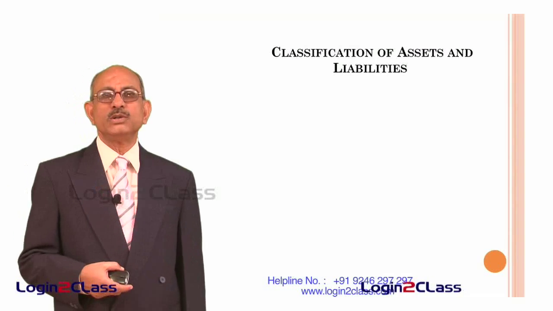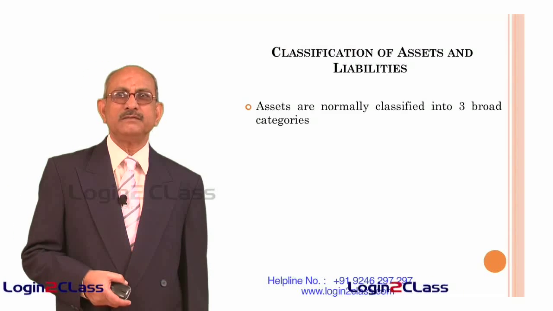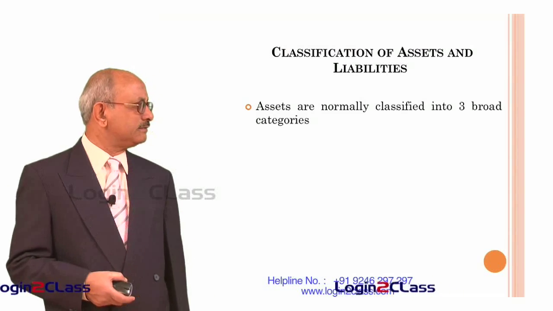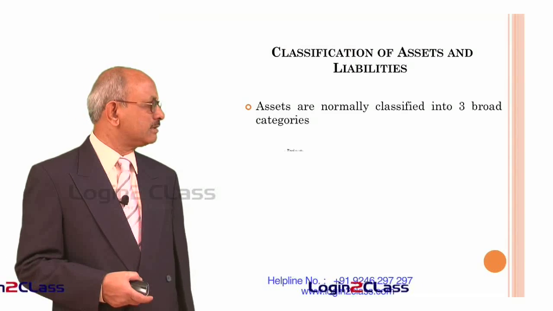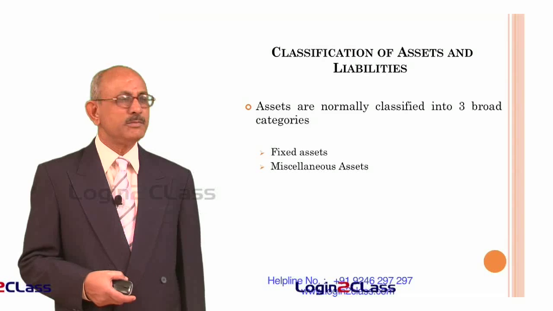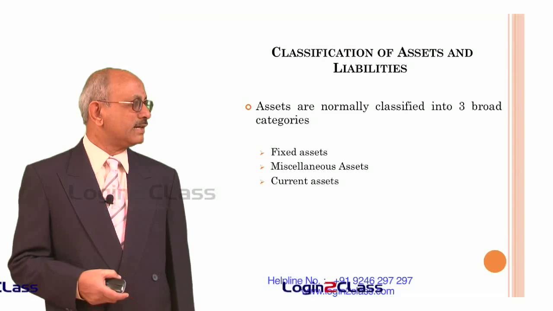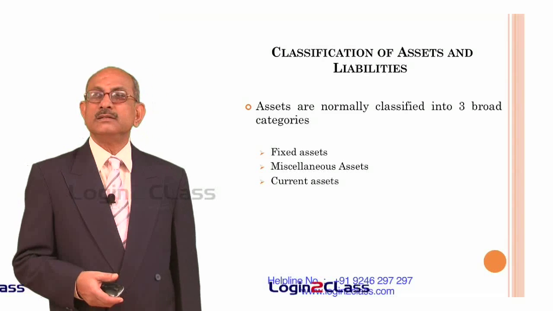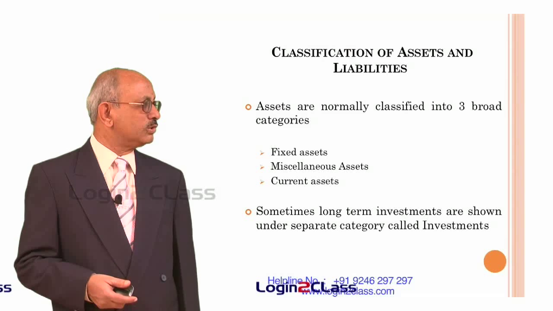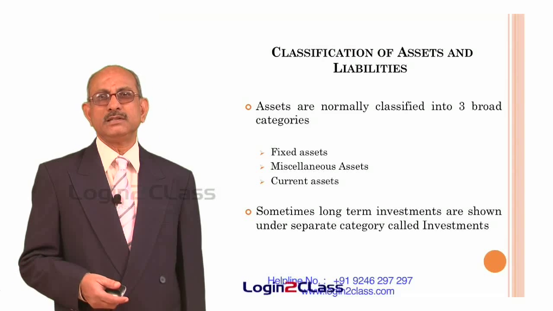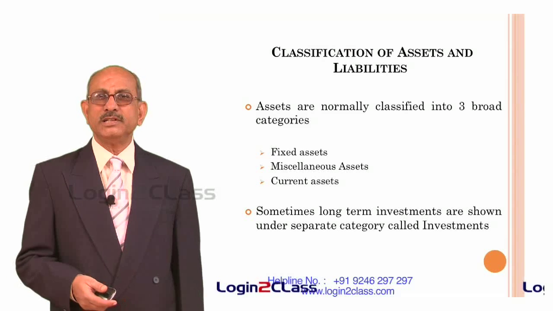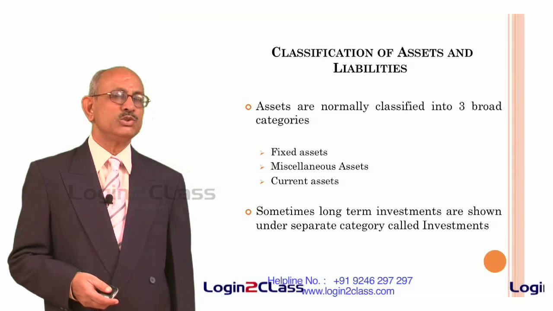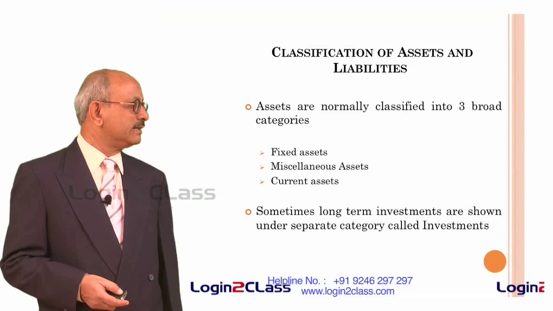Let us now go into the broader classification of the assets and liabilities. In the case of assets, they are classified into three broad categories. One is called the fixed assets, the other is called the miscellaneous assets, and the third is called the current assets. And sometimes long term investment can also be shown as a separate category. So, in some entities they can show, in addition to fixed assets, miscellaneous assets and current assets, investment as another category.